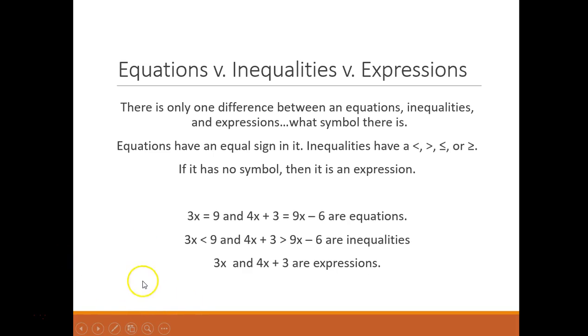You can see in the first line here, 3x equal to 9, 4x plus 3 equal to 9x minus 6. Those are equations because they have equal signs. 3x less than 9, or 4x plus 3 greater than 9x minus 6 are inequalities because they have the less than or the greater than. 3x and then 4x plus 3 are just expressions because they don't have any symbols at all.